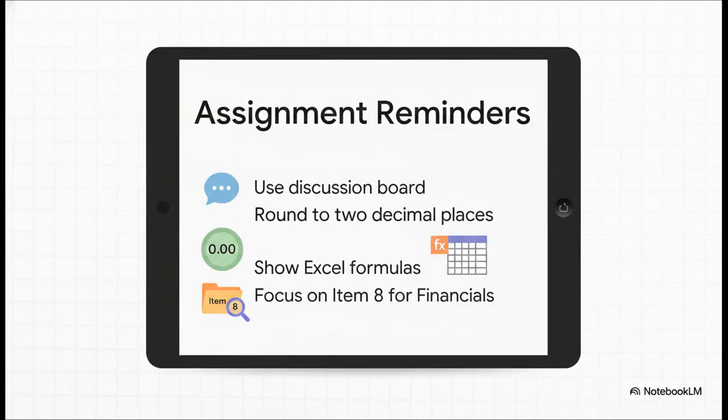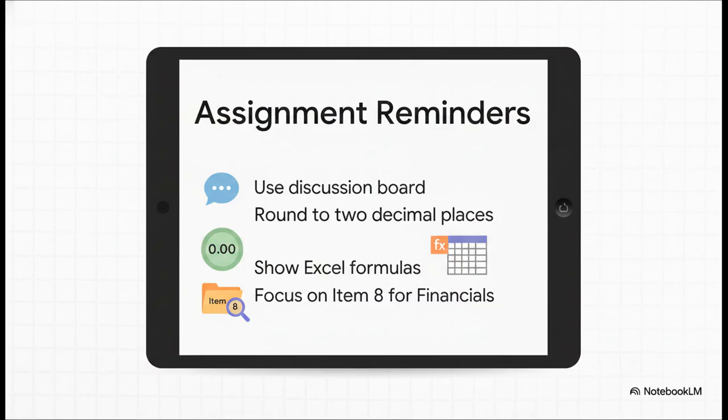Let's run through a rapid-fire list of professor-approved tips for your assignment. Use the discussion board if you need clarifications. Round your formulas to 2 decimal places. Show your work and your Excel formulas so your whole process is crystal clear. And remember, real companies use complex 10K reports. Campbell's Soup's was 60 pages long, which honestly is a highly recommended read if you're ever struggling with insomnia.